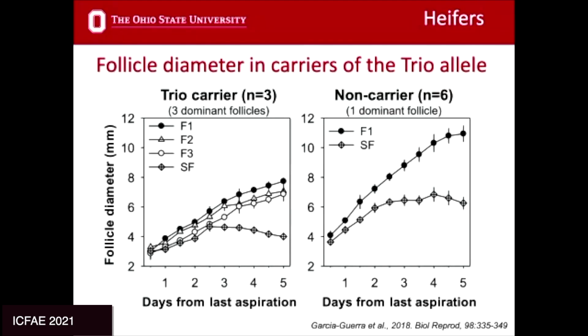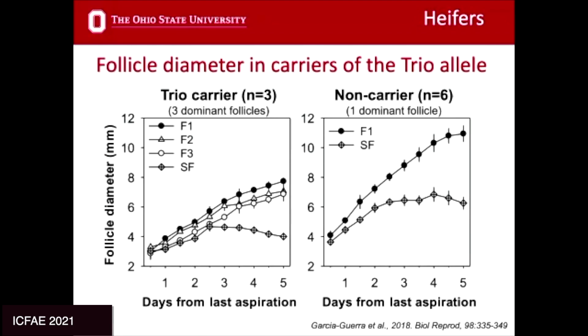First of all, you probably noticed that follicles in trio carriers are smaller than in non-carrier cattle. And then the second one is, despite the fact that they have multiple dominant follicles, there is still a selection mechanism as shown by this subordinate follicle here. So meaning that not all the follicles in the wave actually get selected and become dominant. So the selection mechanism is still present.